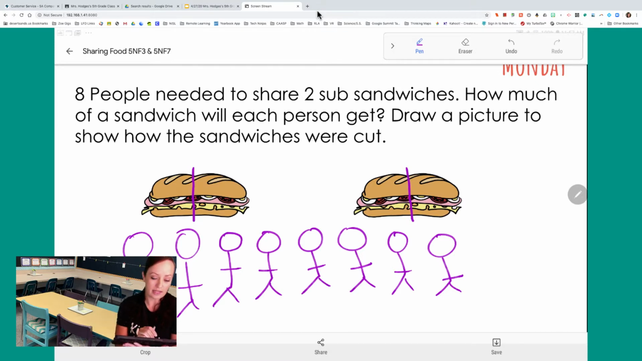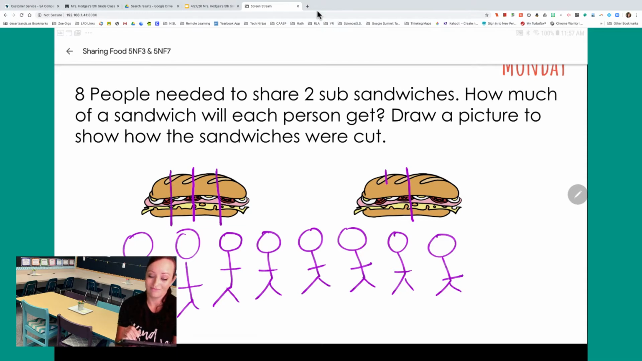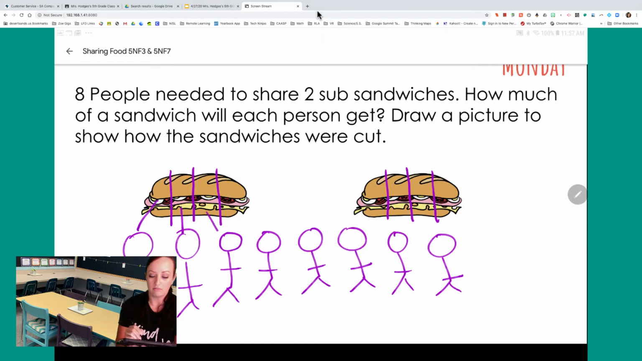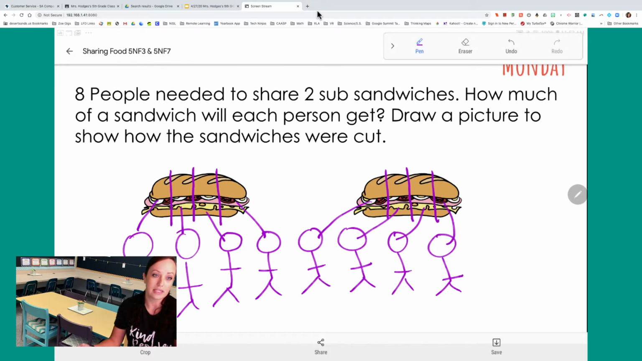So I'm going to cut it again into fourths. I think that might help, right? So cutting it like this means that I have 4 slices on one sandwich and then I have 4 slices on the other sandwich. To me, that means that each one of these people are going to get a slice, right? So now the question is, how much of a slice did they actually get?